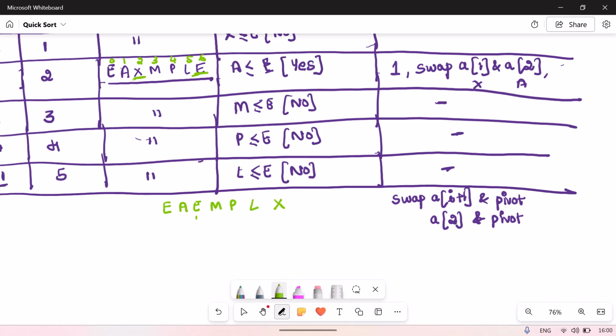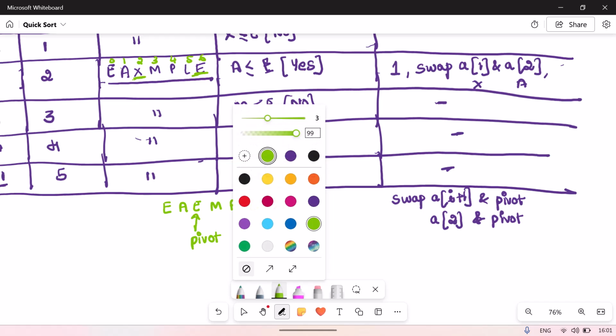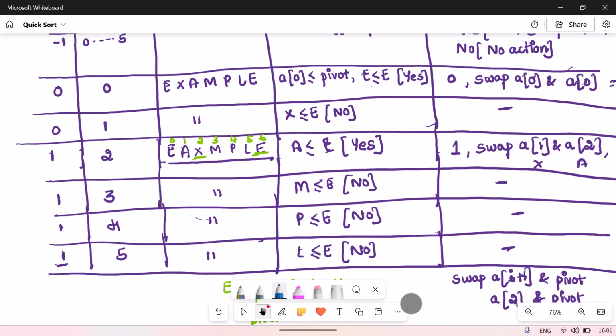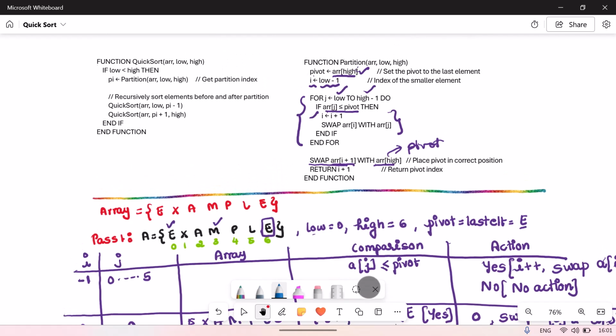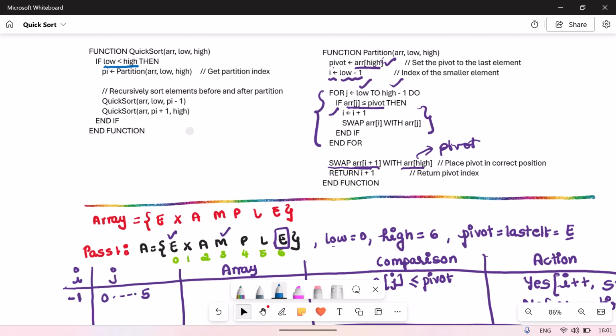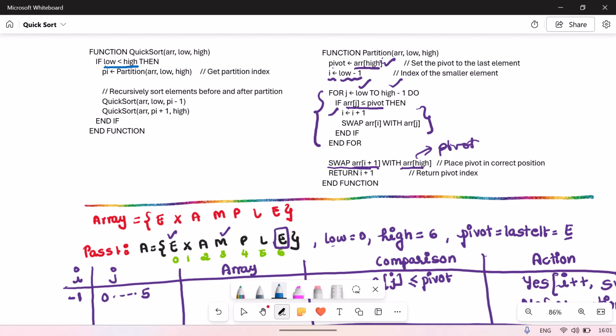Now you see, this is the pivot. It has moved to somewhere in the middle. So with respect to this, you have to do the partition. How do you do the partition? There is another algorithm for this. See here, if low is less than high. If low is less than high, it means there is at least one element. If there is at least one element, then only you can do the partition.